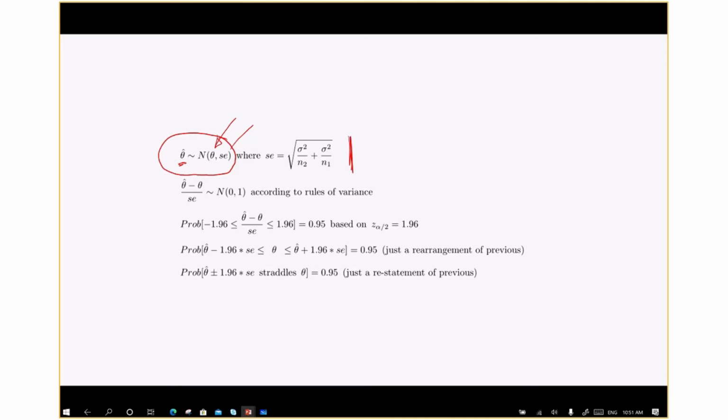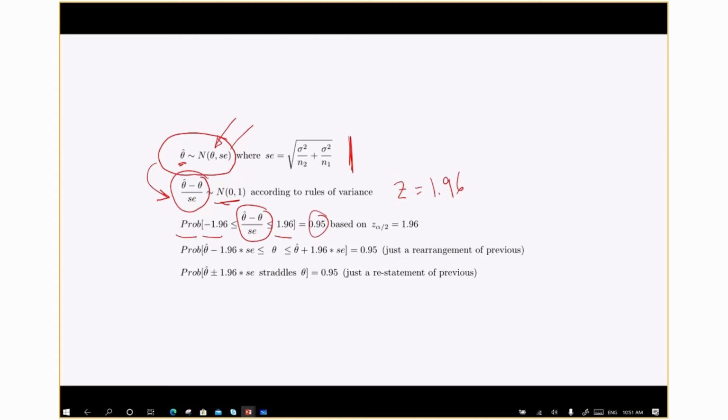So once we got this relationship, just as we did before, we can do a bunch of algebra and say that theta hat minus theta divided by the standard error is going to have the standard normal distribution. Then we go to our Z table and find that the appropriate Z value for a 95% confidence interval is 1.96. And once we've got that, we just repeat the process that we used when drawing inferences around a single mean and say, okay, the probability that this thing lies between minus 1.96 and positive 1.96 is going to be 0.95.